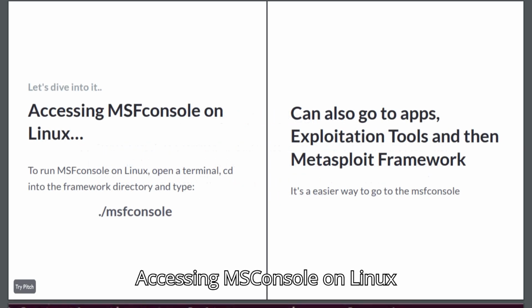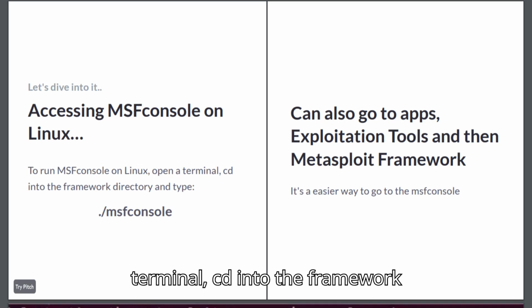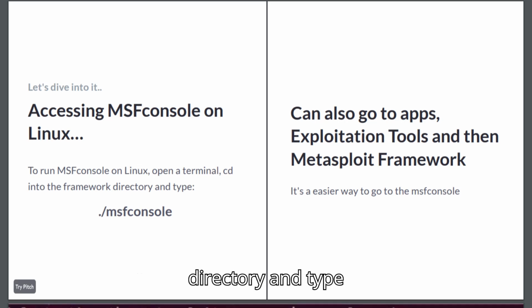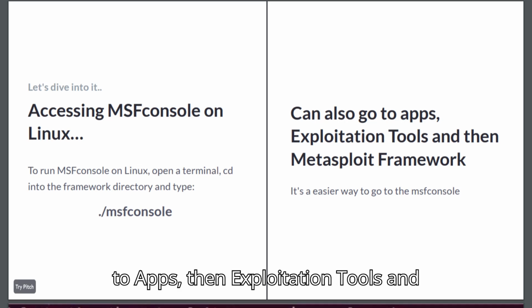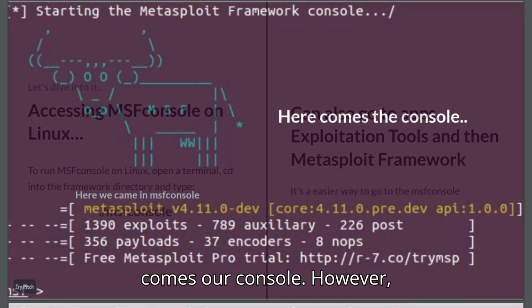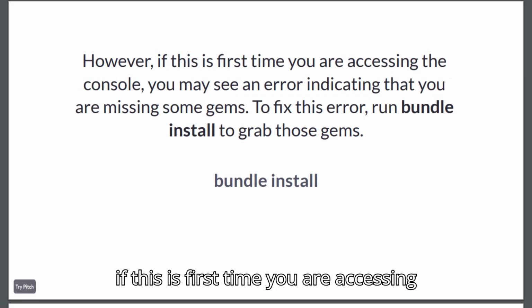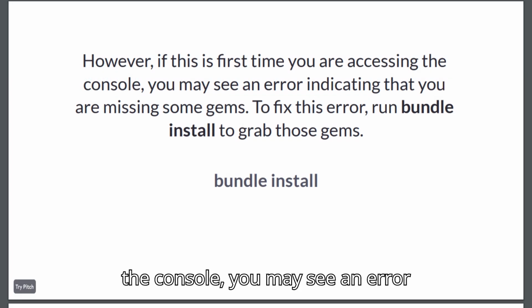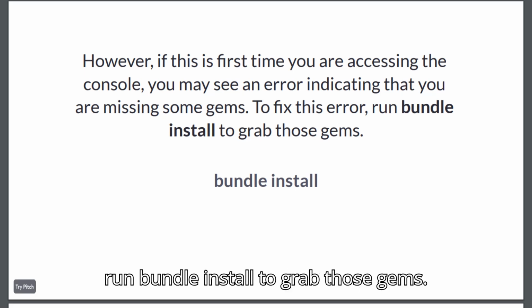Accessing MSFconsole on Linux. To run MSFconsole on Linux, open a terminal, cd into the framework directory and type ./msfconsole. You can also use an easier method, which is to go to Apps, then Exploitation Tools, and then Metasploit Framework. Here comes our console. However, if this is the first time you are accessing the console, you may see an error indicating that you are missing some gems. To fix this error, run bundle install to grab those gems.